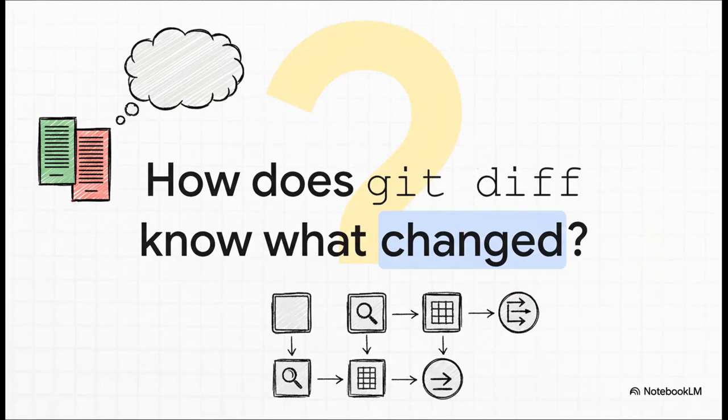So, have you ever been working on some code, you run git diff, and it just magically knows exactly which lines you added or deleted? It feels like magic, right? Well, it's not. The secret sauce behind that is the algorithm we're talking about today.